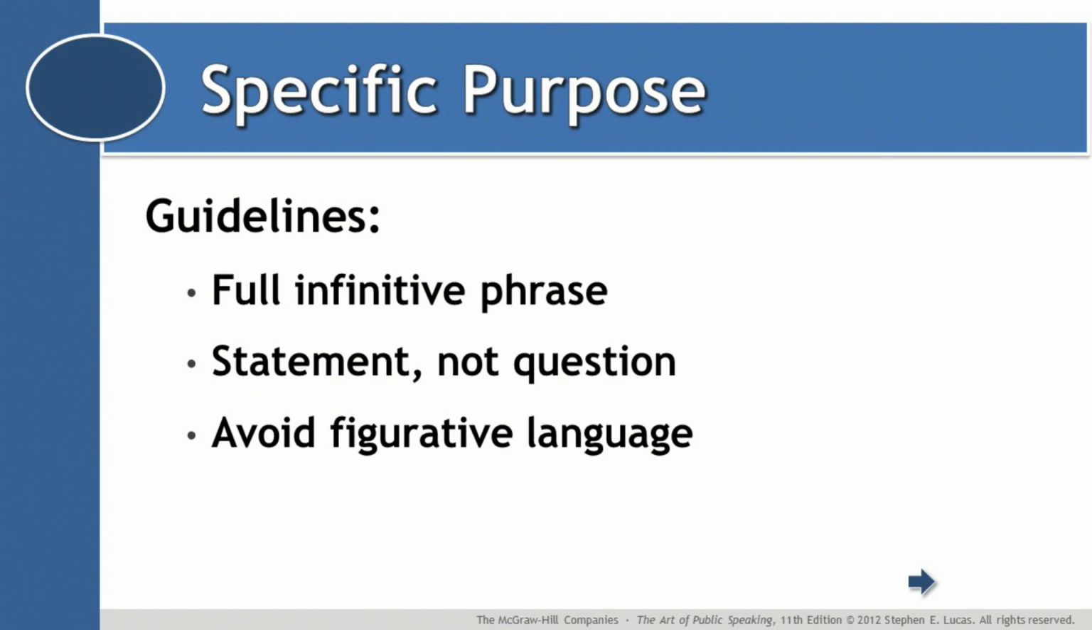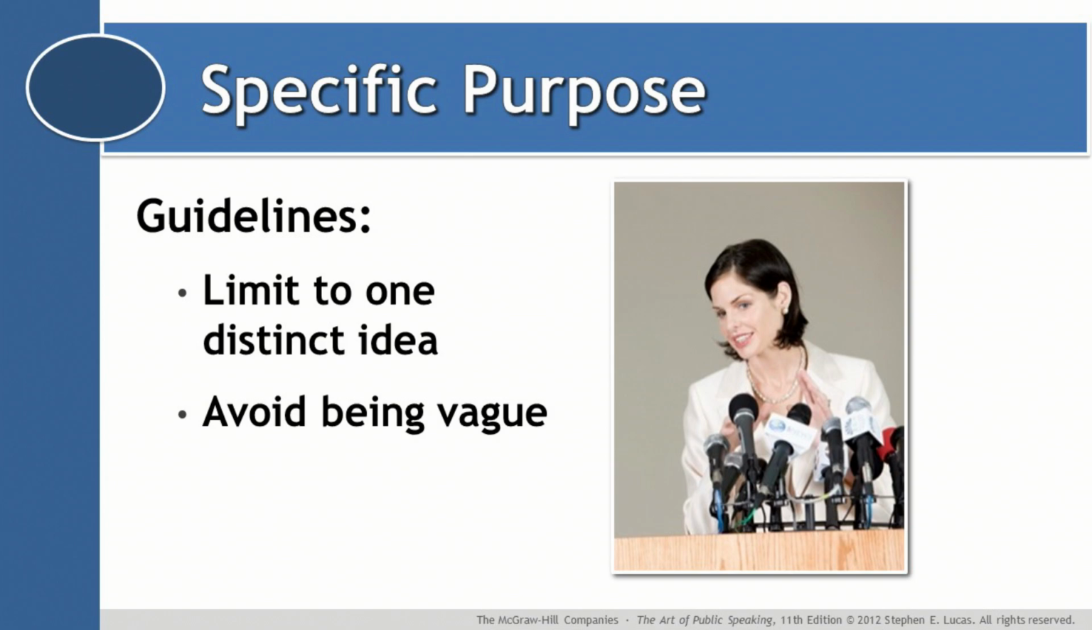As we go through this list and then continue on to the next slide for additional guidelines, we will break down each one of these guidelines to provide an example of an ineffective one, and then we're going to transform it to make it more effective. Some guidelines on the first slide here: full infinitive phrase, statement, not a question, and avoid figurative language. Wrapping up the guidelines, we want to limit to one distinct idea, and we also want to avoid being vague.